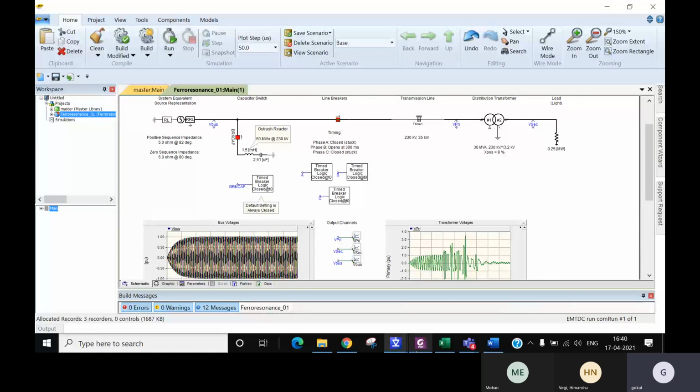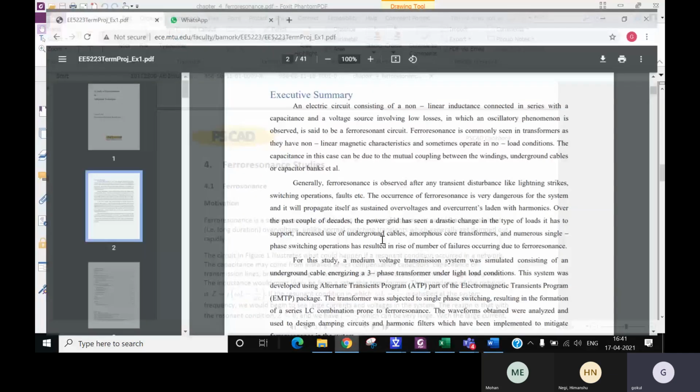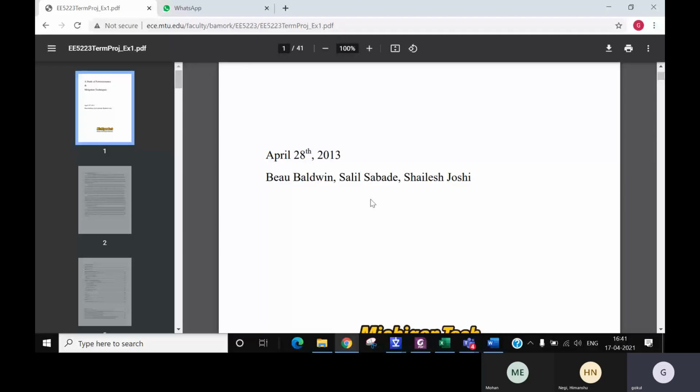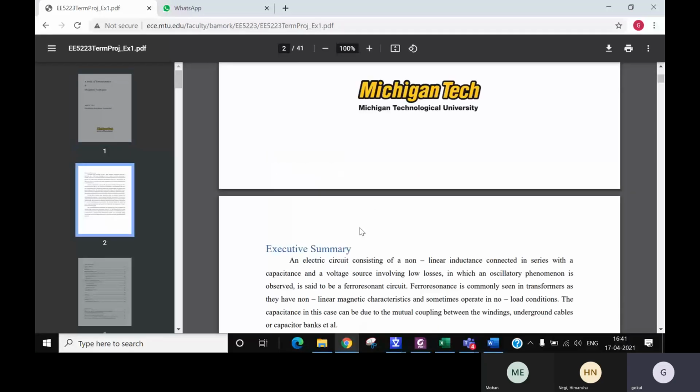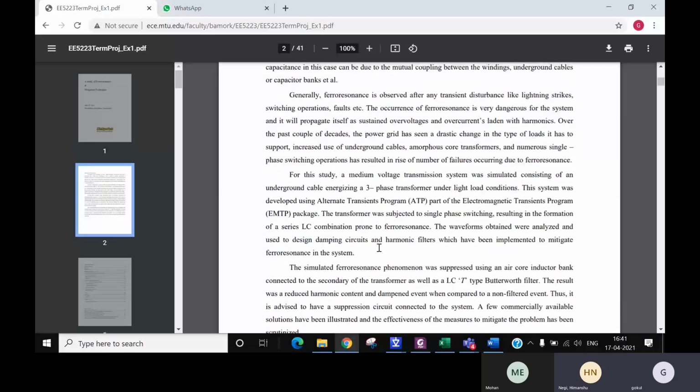I can show you right now. This is the thesis. Here they have used a Butterworth filter, some kind of filter. That is the mitigation technique they have proposed. But I don't know to what extent we can use this.